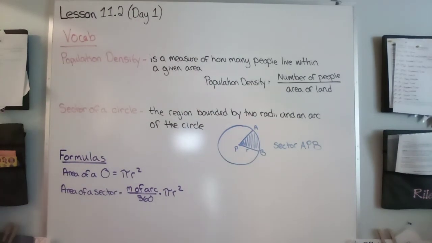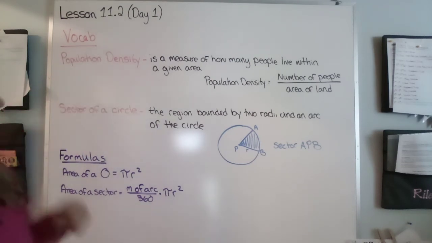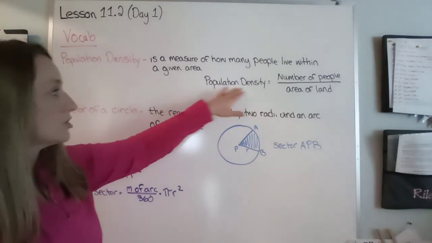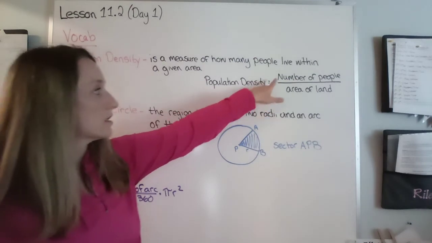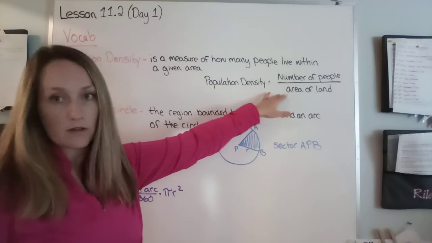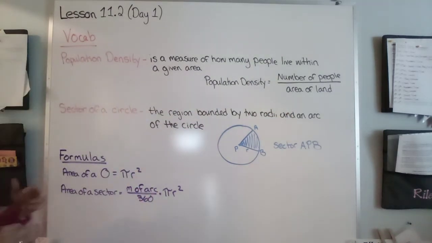In this lesson, we're going to be talking about population density and sector of an area, and also area of a circle, which is old information for you guys. So population density is the measure of how many people live within a given area. Okay, and there is a formula that we use. Population density is equal to the number of people divided by the area of land. Okay, so you have to calculate the size of the land, the area of the land, and then divide.